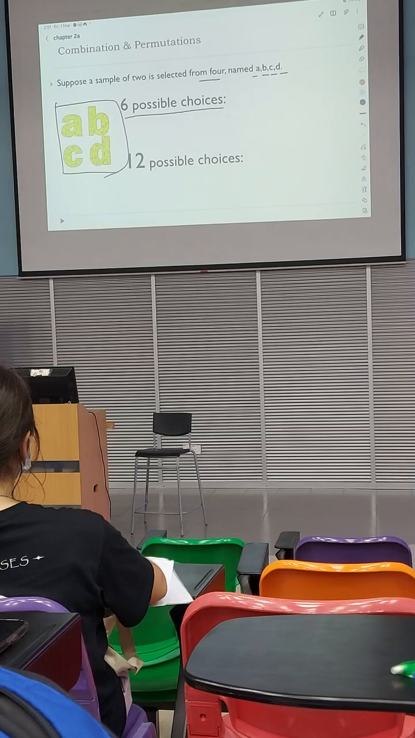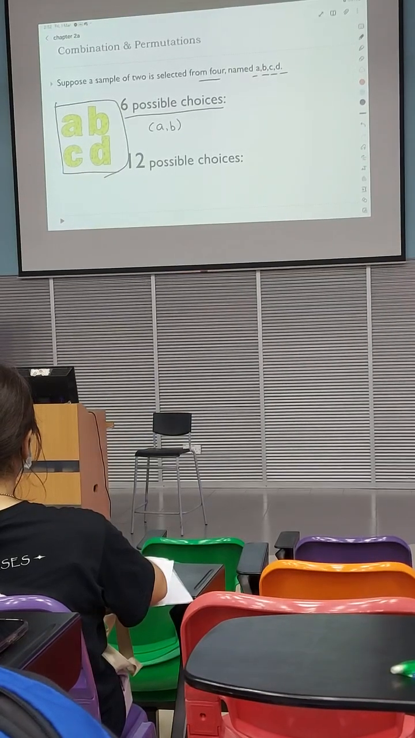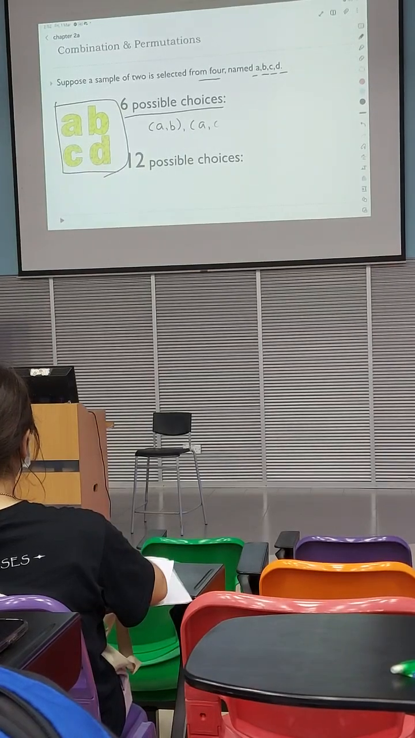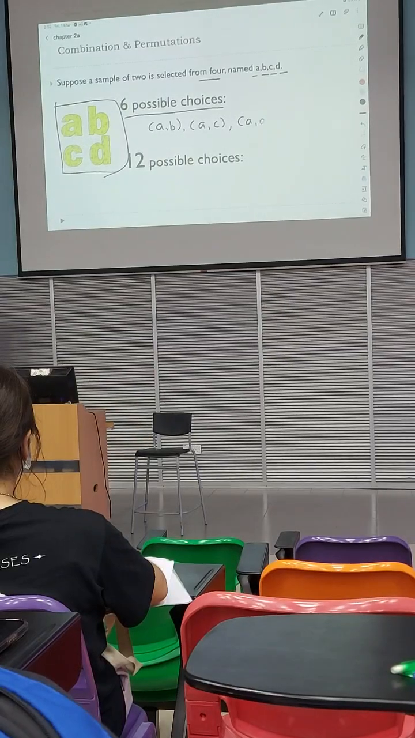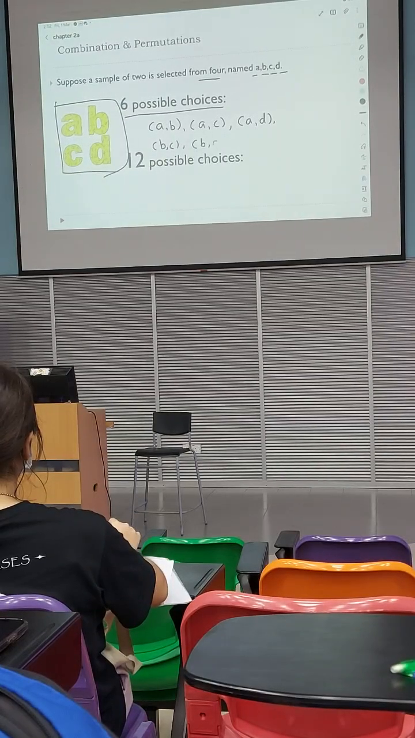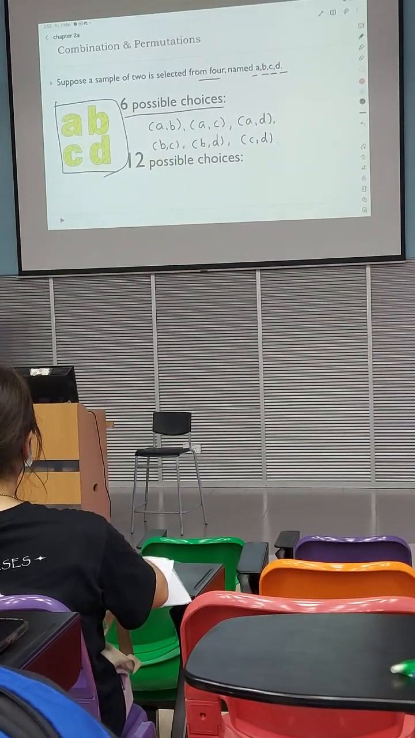For example, I can get A, B at the same time. Every time you choose 2, it could be A and B. Sometimes I will get A, C. Correct? Sometimes I will get A, D. I also can get B, C, B, D, and the last one is C, D. So I could get 6 possible different combinations.